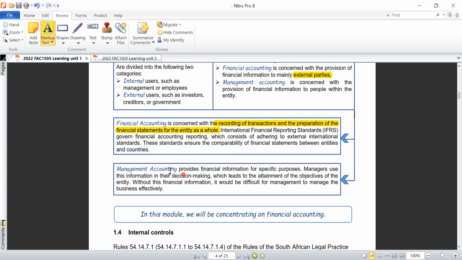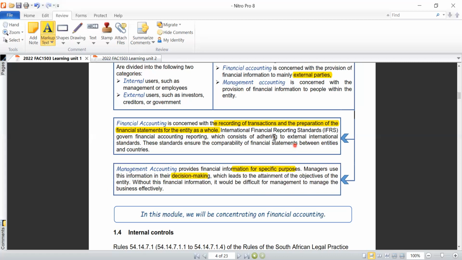Whereas with management accounting, there is financial information, yes, that is recorded, but there is no specific benchmark that we have to necessarily oblige to. Hence, they're saying managers use this information in their decision making. So the core behind management accounting information is for decision making, so that we can be able to achieve our set objectives as an organization.